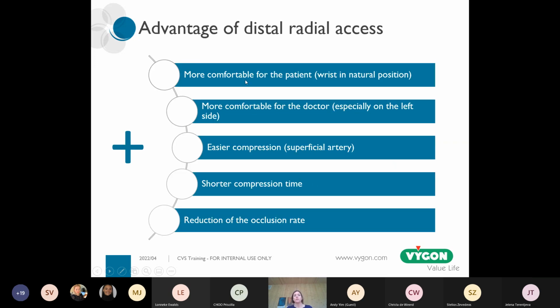The advantages of distal radial access: it is more comfortable for the patient, and more comfortable for the doctor, especially on the left side. The doctors don't like the left side because it's complicated, and with the distal access it is easier. You have an easier compression because the artery is superficial. You have a shorter compression time and a reduction of the occlusion rate.